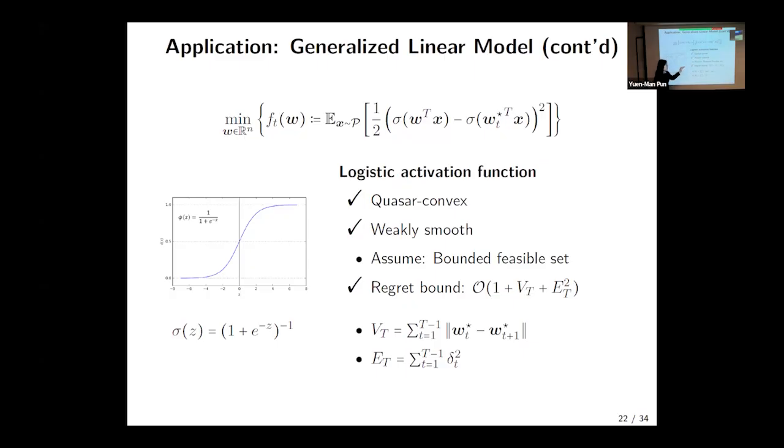and as long as we assume the feasible set is bounded, we can apply our result, and we establish a regret bound of cumulative path variation and also cumulative gradient variance. And this is different from Gauss' work. They assume weak pseudo-convexity and Lipschitzness. But here we use quasar-convexity and weak smoothness, and that's why we have improved the regret bound.